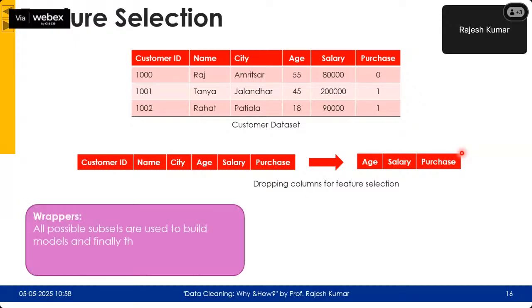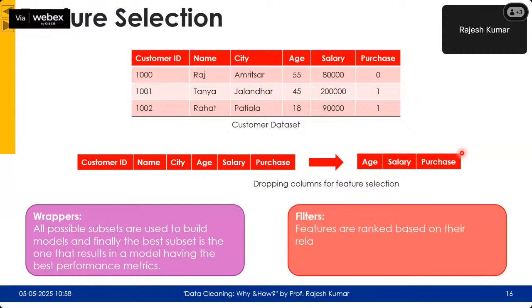So there are various ways, and we use wrappers. All possible subsets are used to build models, and finally, the best subset, which gives the best result with the best performance metrics, we use it. We call it a wrapper. Another way is we use filters. So we select features based upon their relationships, some kind of correlations. So there are two ways.